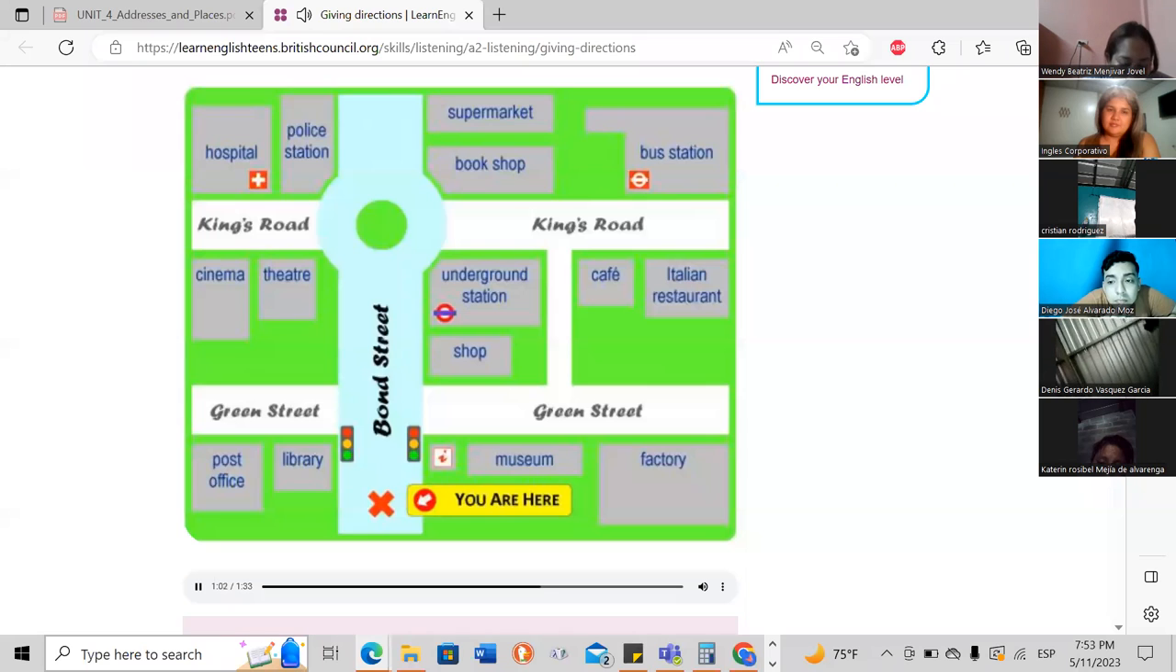Go straight on, go past the traffic lights, and take the second right onto King's Road. Go past the bookshop. It's the building next to the bookshop, opposite the cafe.